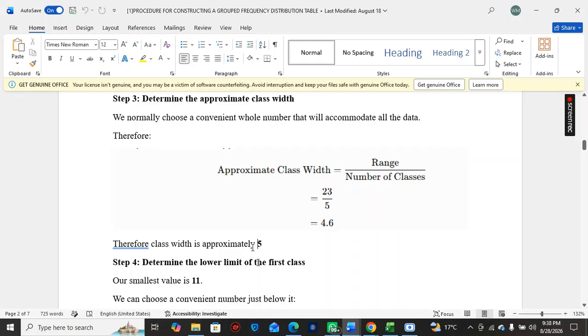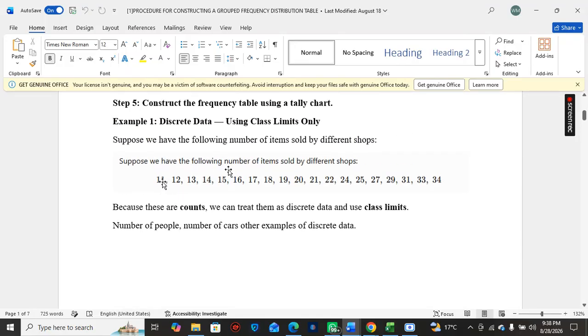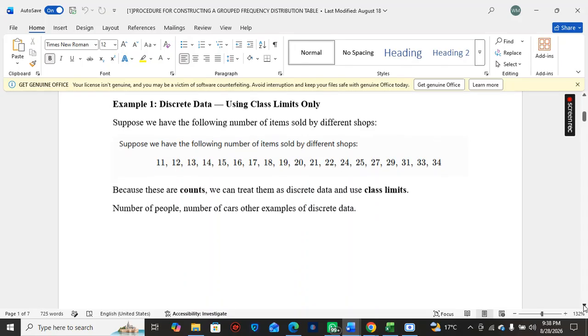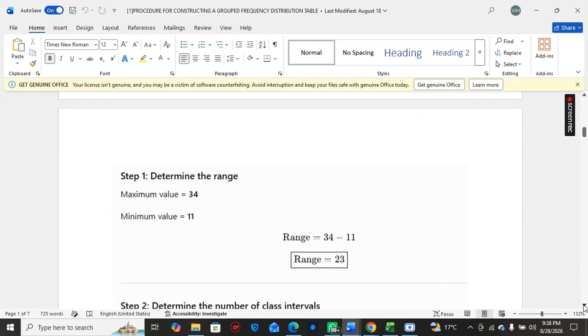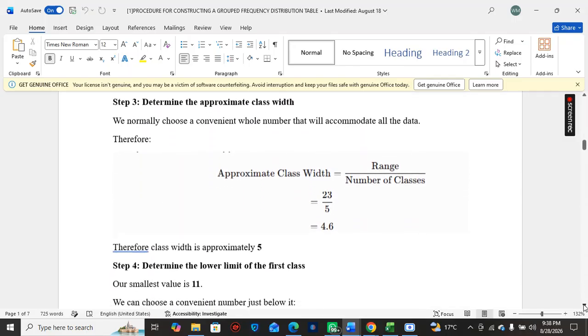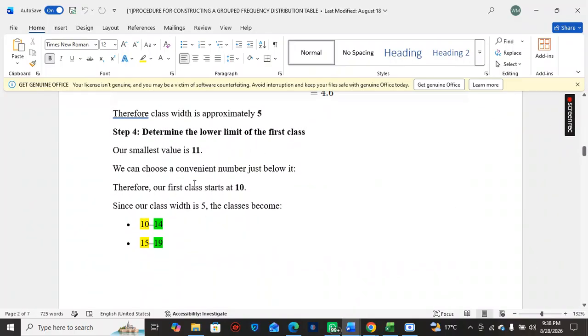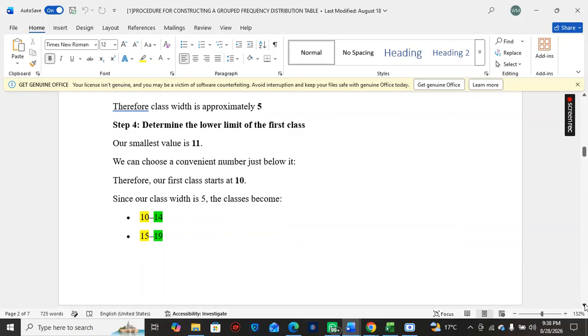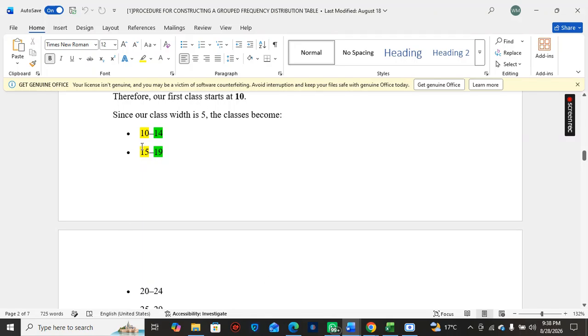Step 4, determine the lower limit of the class. Our smallest value here is 11, so we can do our classes starting from 10. Our classes will be 10 to 14, then 15 to 19, then 20 to 24.